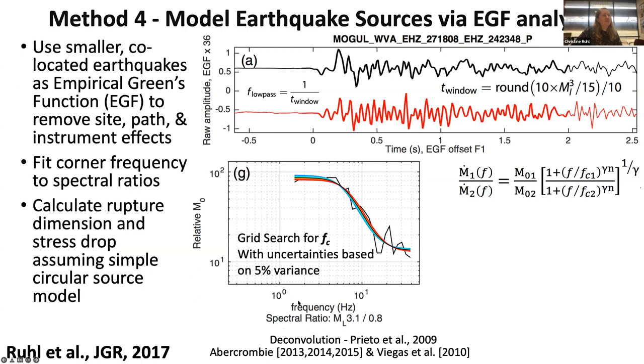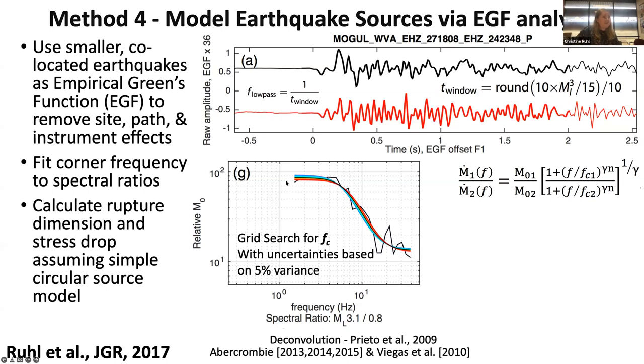So here's some examples from my 2017 paper. Here are two earthquakes in the Mogul sequence. The top one is this black target event, and then the red one would be the lower magnitude EGF. You can see it's a little bit higher frequency, but we capture a window and then we apply a low pass frequency filter so that it will match well with the top event. And then we apply a cross correlation and a bunch of other objective criteria.